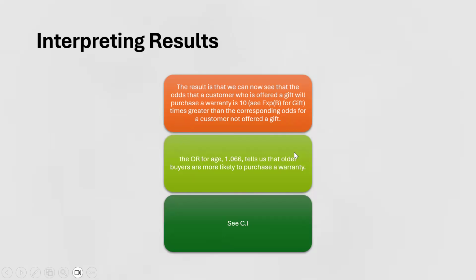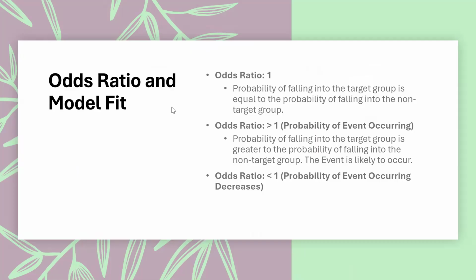The result is that we can now see the odds that a person will buy this according to a logistic regression model, and you will see that from the exponential B mentioned there, and the confidence interval. The odds ratio, we already know, if it is equal to 1, the probability is equal. If it is more than 1, the person has more chances of that event happening. If it is less than 1, the chances of that event happening are less.